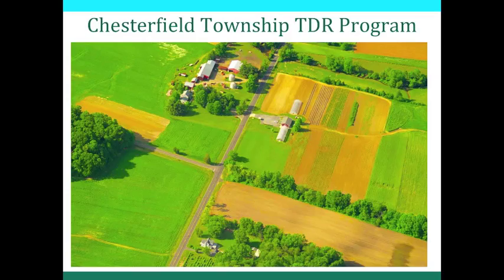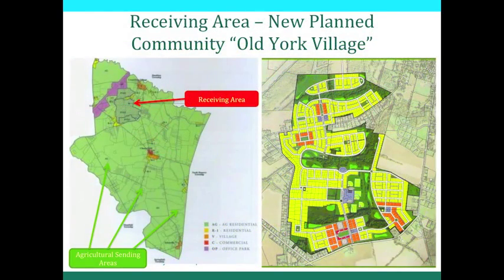In 1975, the first TDR program was created to help achieve this goal, but like so many programs, it failed to generate any transfers. However, in 1998, the township adopted yet another TDR program and partnered with Burlington County to help ensure its success. To channel and direct growth in a manner in keeping with the historic fabric of the community, the township identified 560 acres near the New Jersey Turnpike as its receiving area.